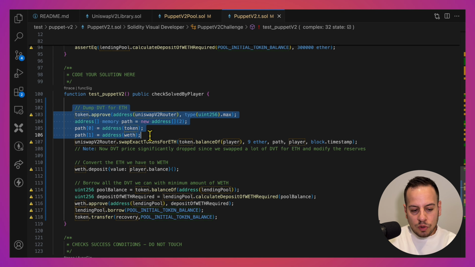And this is our solution. Pretty simple, pretty straightforward. We don't even need a smart contract for that. We can do it directly in the test. The first step is to dump the DVT for the ETH.